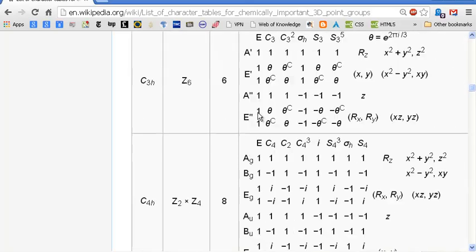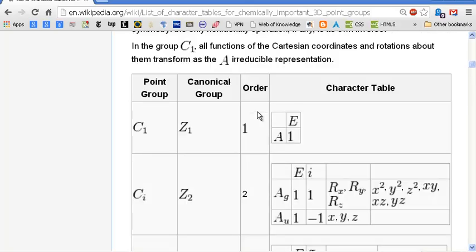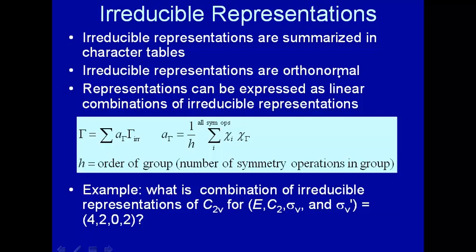Let's take a look at the simplest one. That's C1. Here it is. C1 has just one element in it. That's called the identity matrix. All molecules have the identity matrix, and therefore even ones that have no further symmetry still have the identity matrix, and there it is, 1. So the identity matrix is totally symmetric. A is just 1. All right, so that's what a character table is.